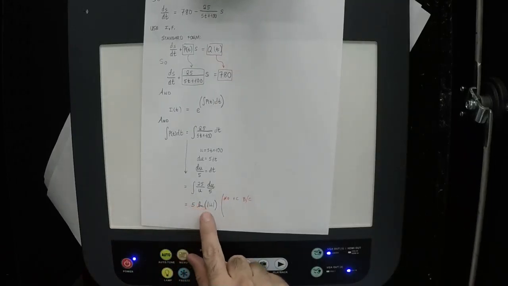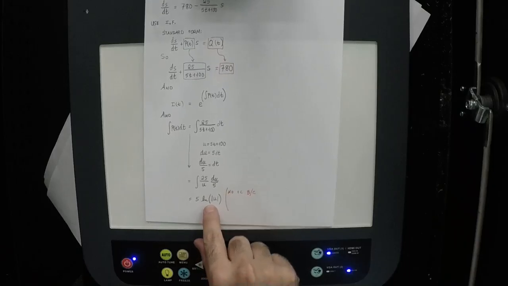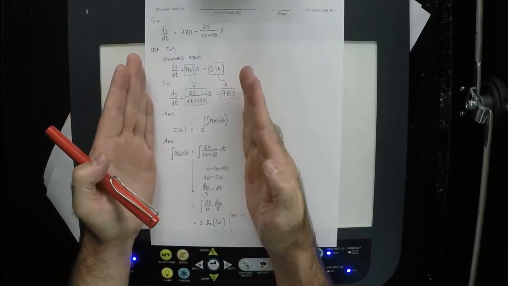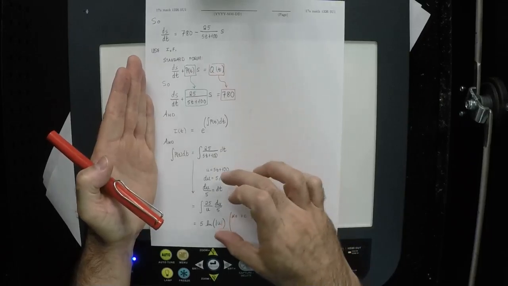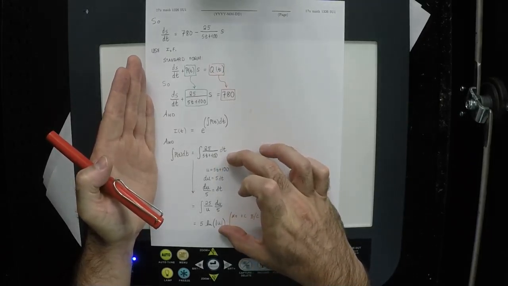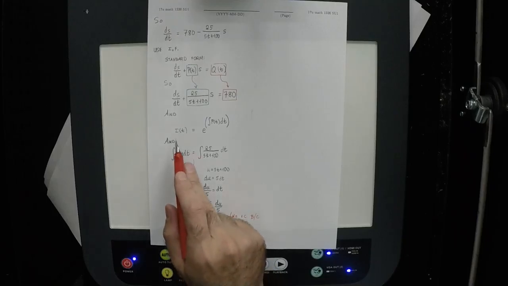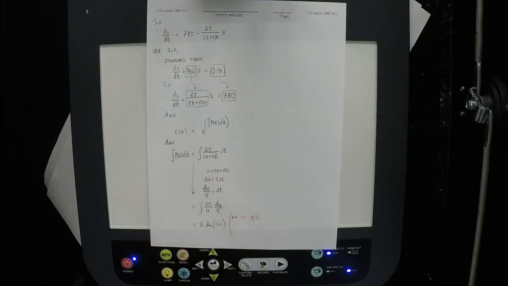What are we trying to do right here? Well, yes, but we're sort of in the midst of a procedure right here. What are we doing? What are we constructing right now? We're in the middle of a recipe to make this thing, right? What's its name? Its name is the integrating factor, right?